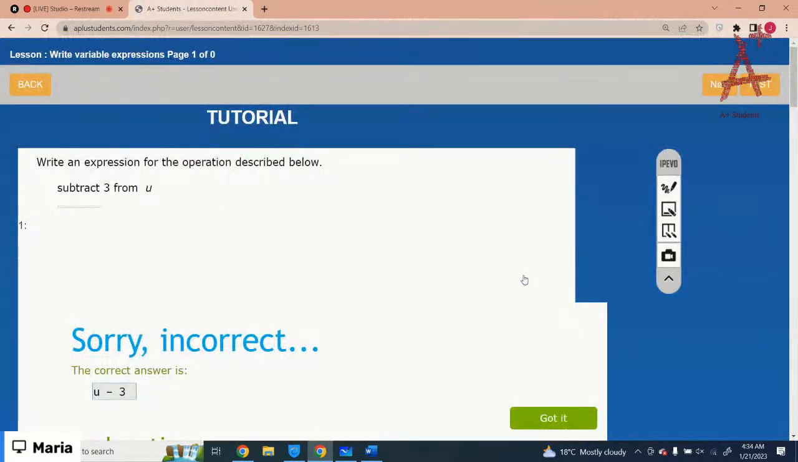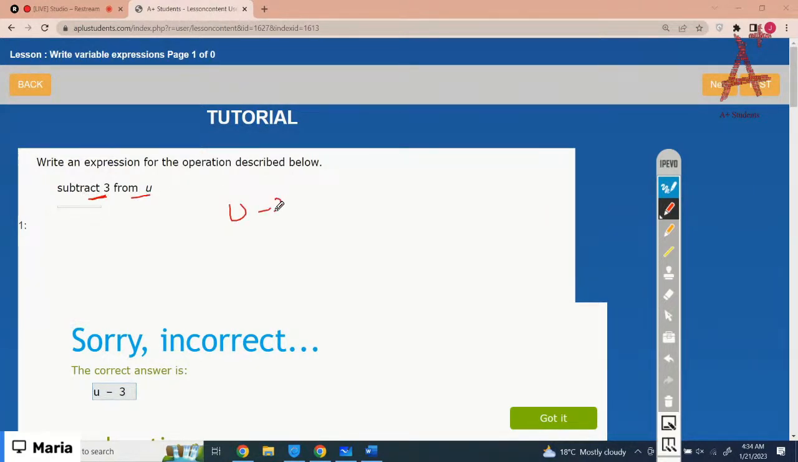Okay, we're going to start with the first lesson, that is write variable expressions. Write an expression for the operation described below. Subtract 3 from u. You have to subtract 3 from u. That means you have to do u minus 3. Got it?